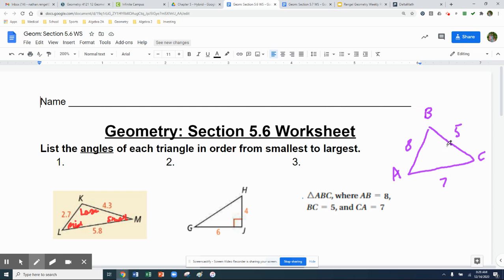So which angle is going to be the smallest? The smallest angle is going to be the one opposite to 5, so angle A. And then B is going to be the next smallest because it's opposite to 7. And then the largest is going to be C because it's opposite the 8. So then that would be my angles smallest to largest: angle A, then B, then C. So if we're just given measurements, it'd be a good idea to quickly draw a picture there.